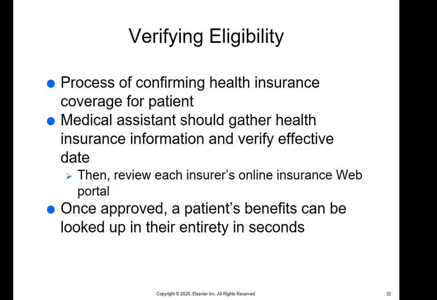Verifying eligibility. Verifying eligibility is a process of confirming health insurance coverage for patients. The medical assistant should gather health insurance information and verify effective dates. Then, review each insurance's online web portal. Once approved, a patient's benefits can be looked up in their entirety in seconds. When you are scheduling an appointment, the health insurance information should be collected, unless it's an emergency situation.